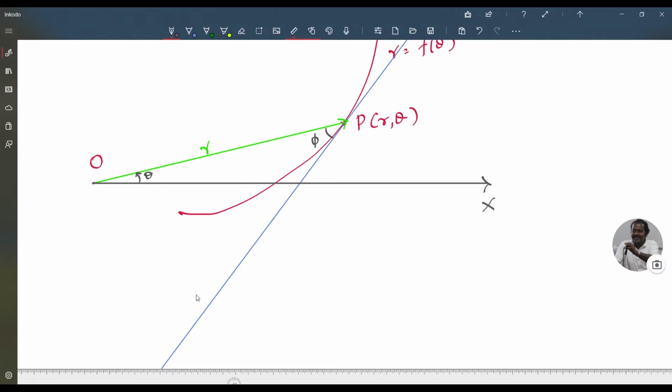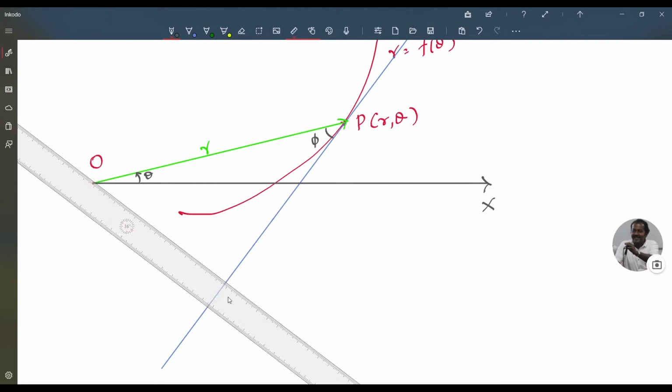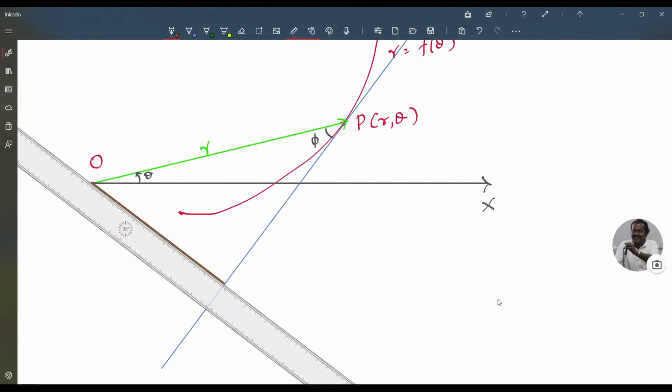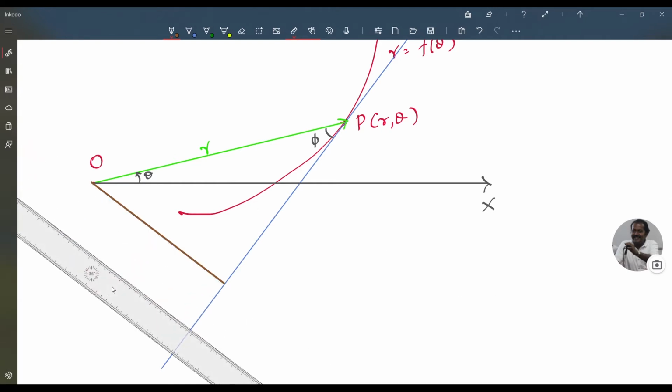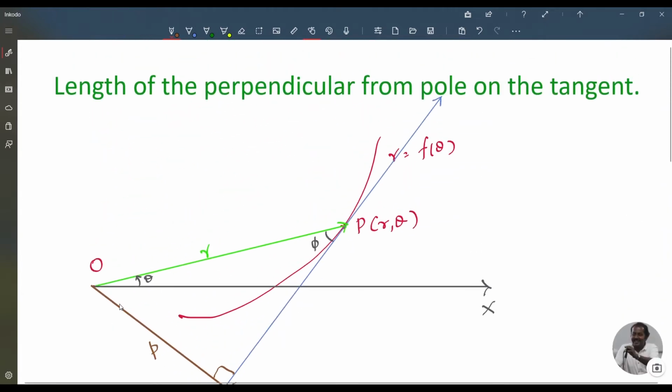Then you drop a perpendicular OT from O to the tangent, so that this angle is 90 degrees. We have to find the distance OT. Let the distance be little p. So write all these things.